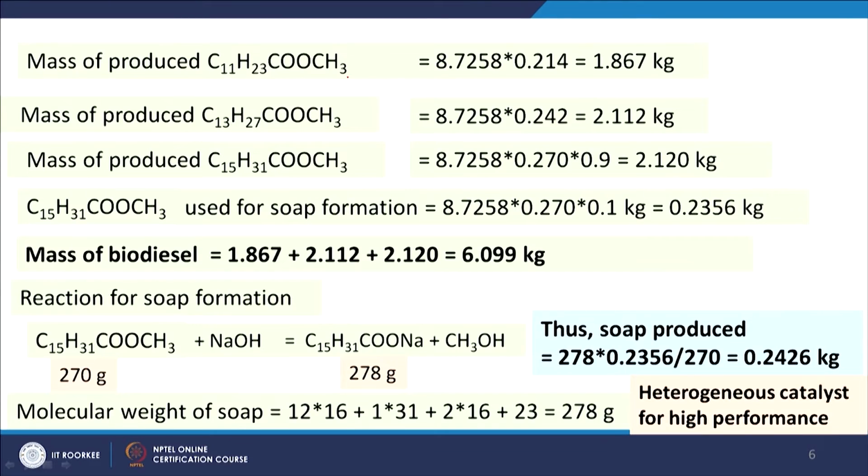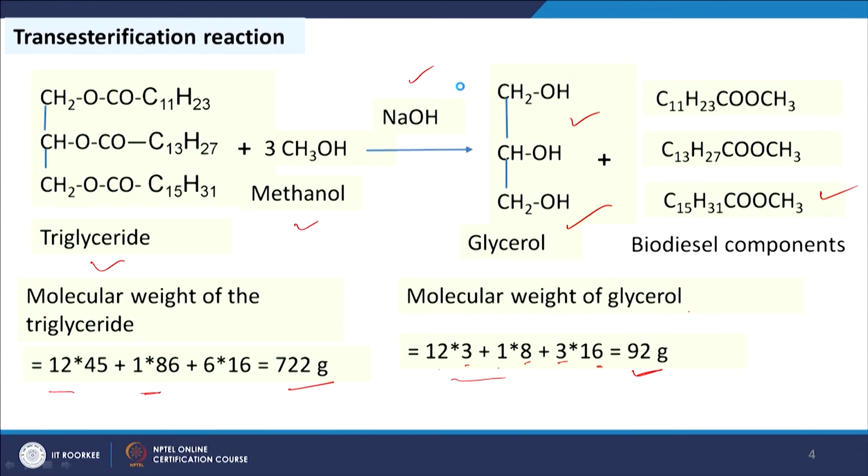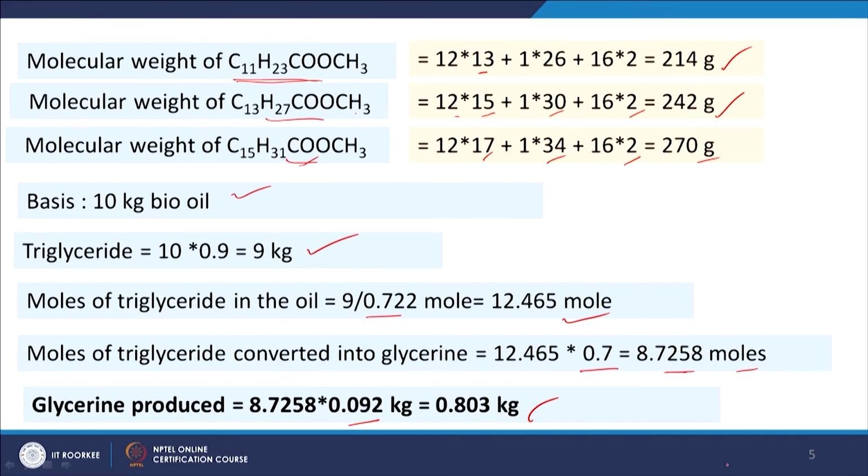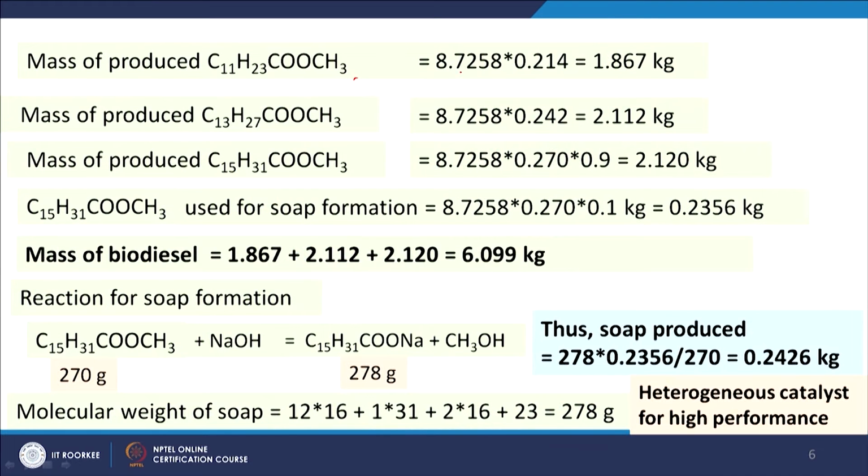Now, mass of produced C11H23COOCH3 is equal to how much? Then we have the reaction: 1 mole of glycerol produces 1 mole of each of these methyl esters of the fatty acids. So, how many moles are we getting here? 8.7258. So, the same number of moles of these methyl esters of these acids will also form. So, this into the molecular weight of this, 214 gram. So, 0.214, that is equal to 1.867 kg.